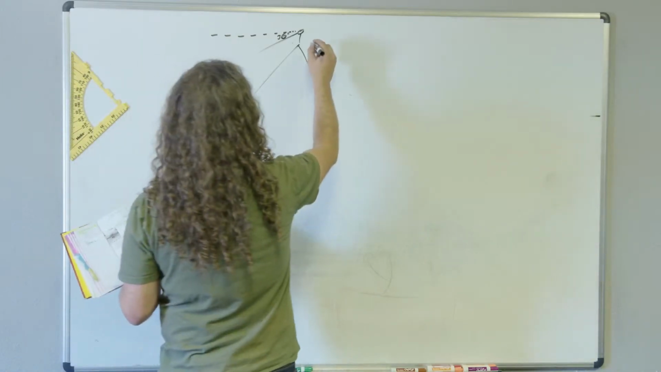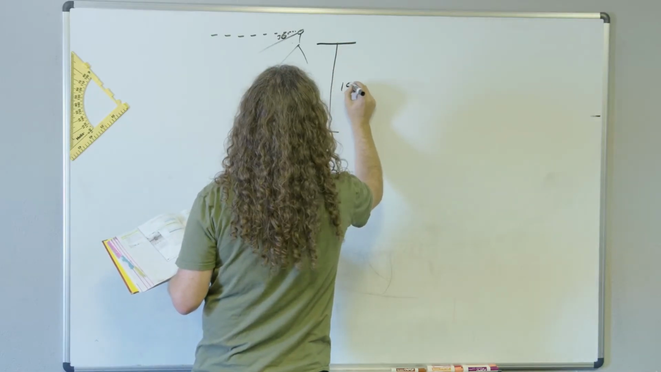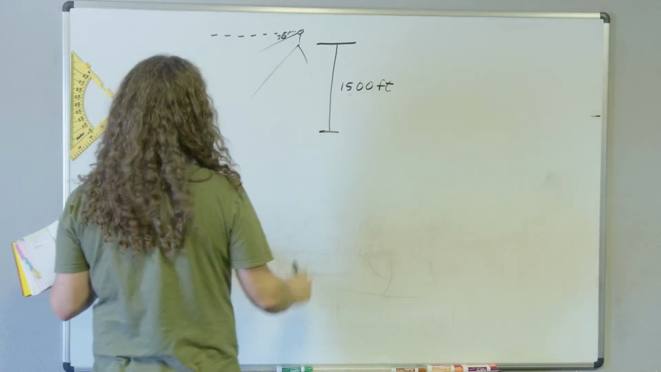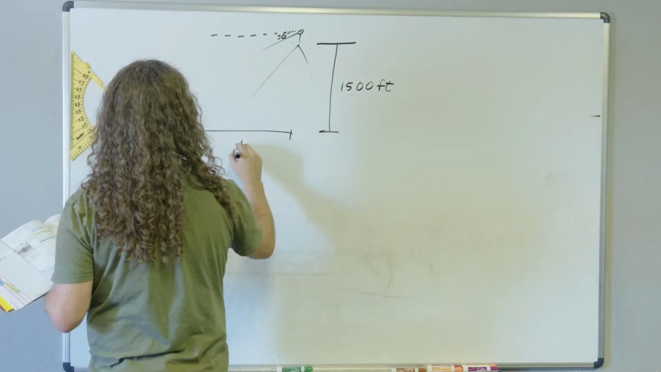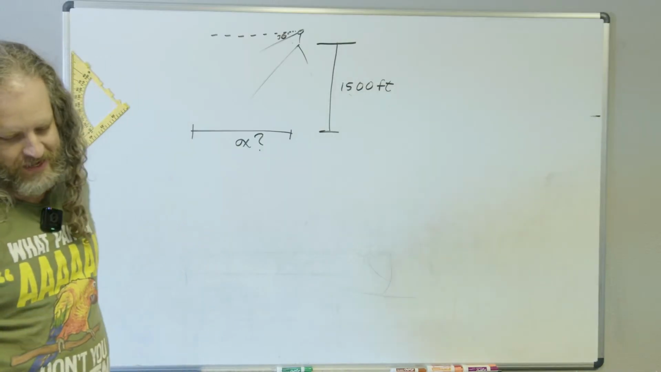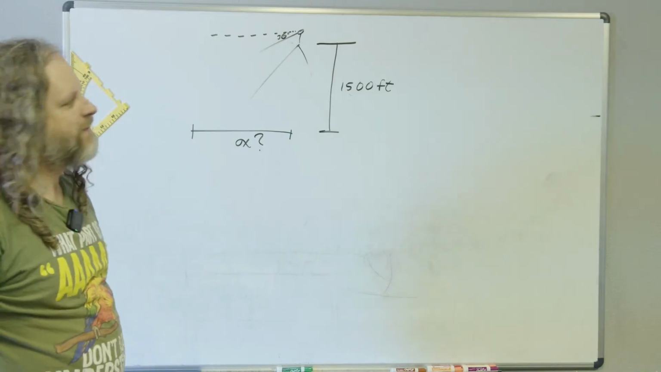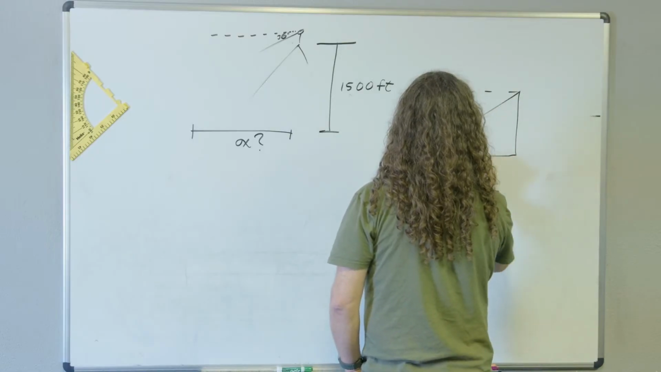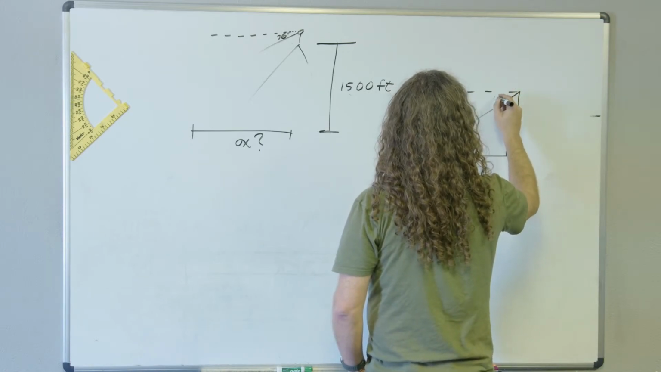They also knew, because they were good little trail life boys, that they were up 1,500 feet. And they would like to know, how far away is the campsite? Makes sense? So, how could they do that? They could use tangent, along with the 1,500.